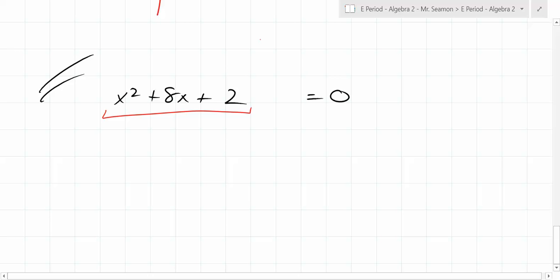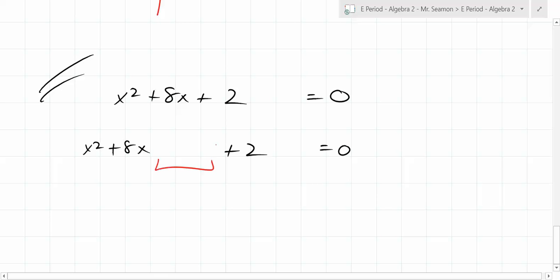What was this method called that we were just doing? Completing the square. So if we space this out a little bit, and we have the plus 2 right there, it equals 0. What can we add and subtract right here? 16. So let's add 16 and subtract 16. Have we changed the overall value? No.